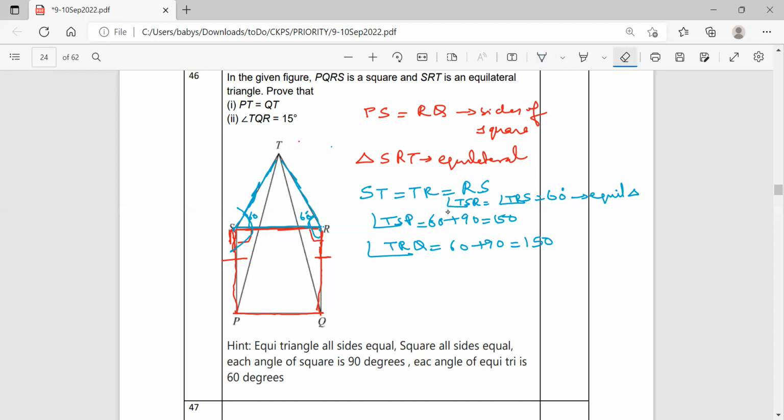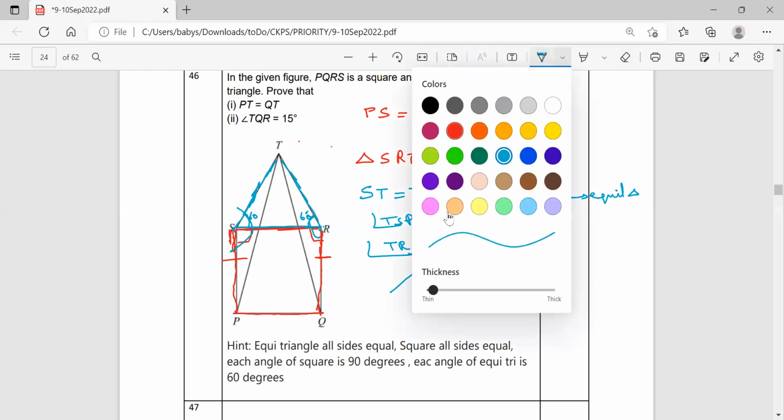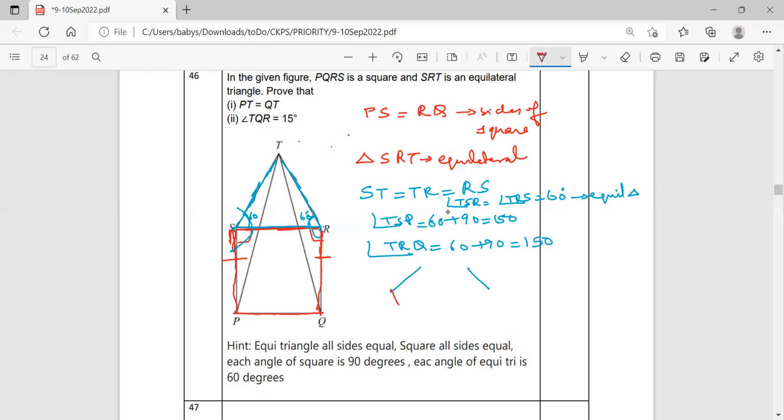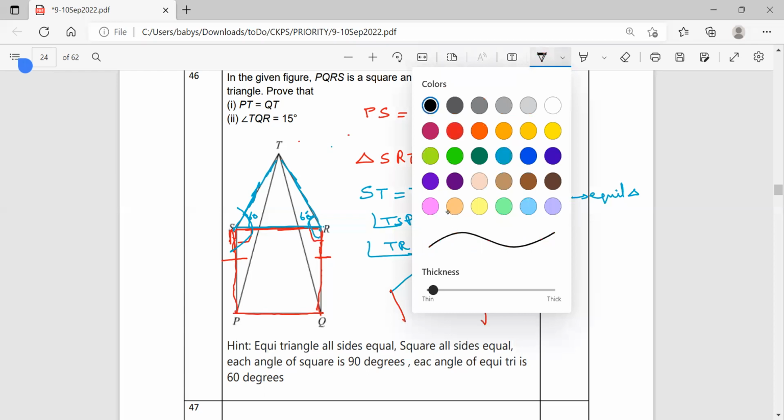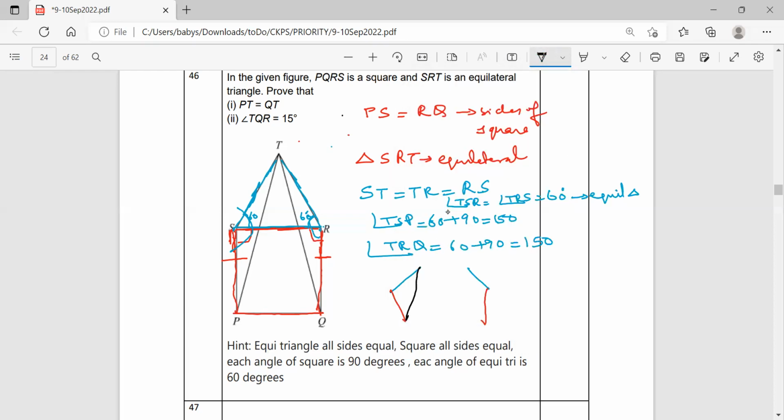Angle TSP and the other triangle. I'll just mark the way I marked it with these two, isn't it? This and the other one is in black, no? The third side. This and this. See, I just extracted that from here. You can see. So triangle TSP, so angle TSP and TRQ.